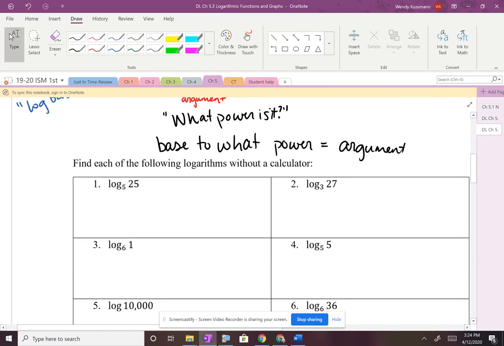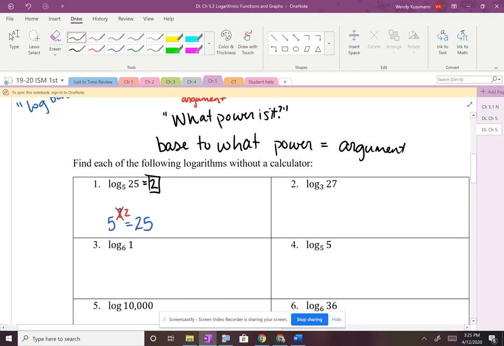So let's look at some examples here. Find each of the following logarithms without a calculator. We're using the question, what power is it? So again, what power is it that you raise the base to? The base to what power equals the argument, in this case 25. So 5 to what power equals 25? Hopefully you know that 5 squared is 25. So log base 5 of 25 equals 2. That's the answer, 2.